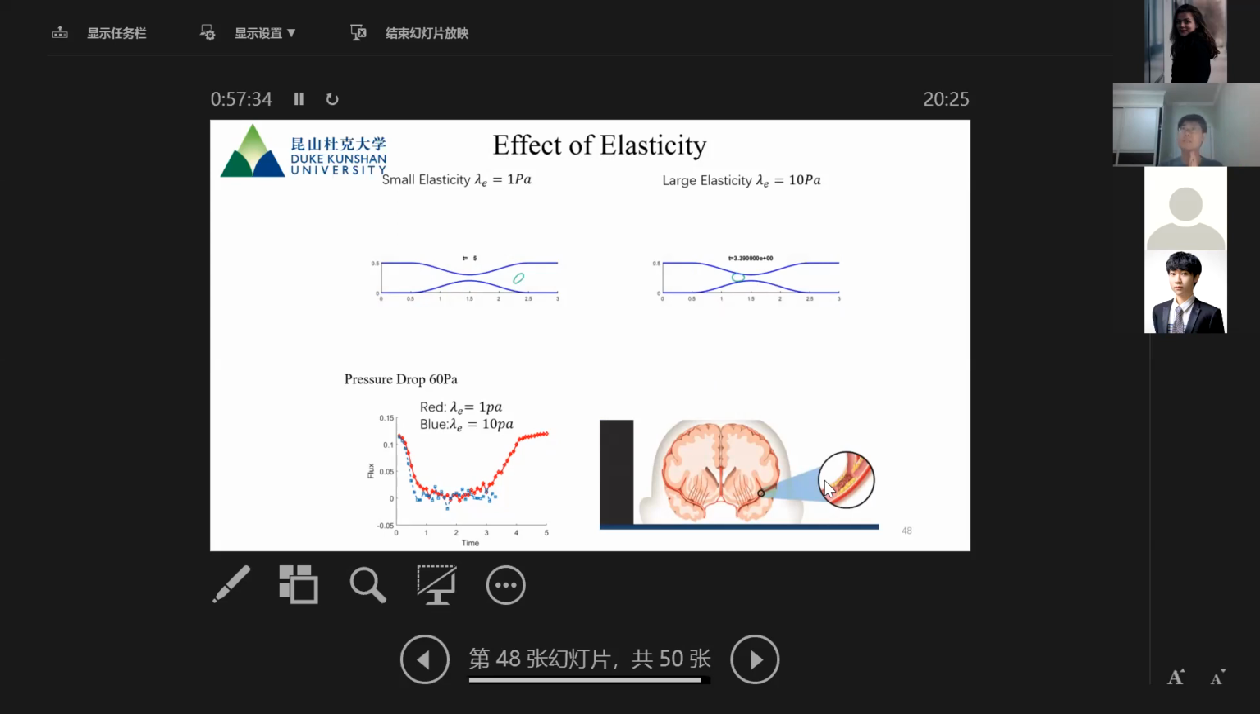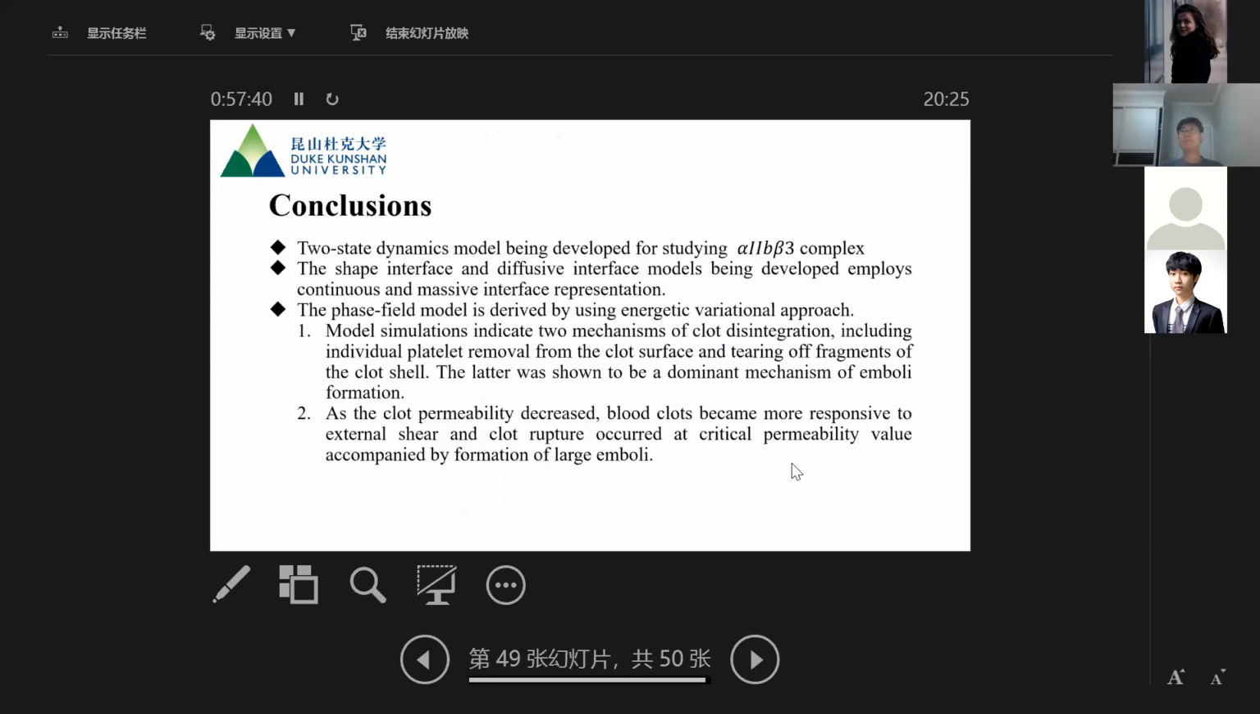I included a multi-component model to show the mechanical stability, the mechanical property of the ligand receptor, the individual cell, and the whole platelet aggregate on the stability of the clot. And three different scale models, but with different ODE or PDE models.